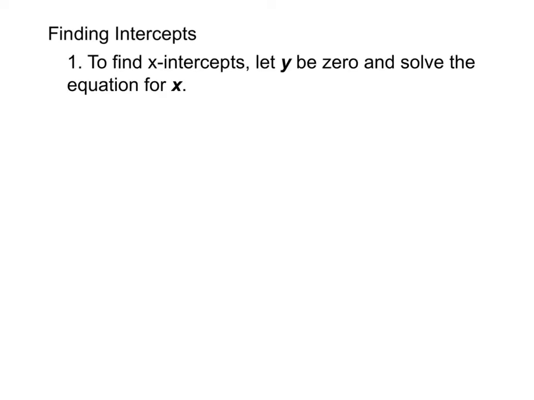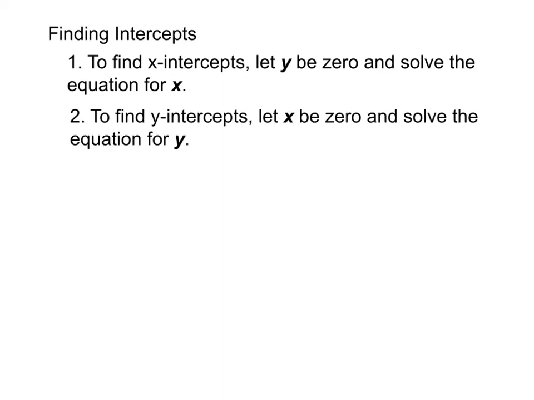The first step is to find the x-intercepts, or where the equation crosses the x-axis: we let y equal 0 and solve the equation for x. Whatever our values are for x, those would be the x-intercepts. In step 2, to find the y-intercepts, or where it crosses the y-axis, we let x equal 0 and solve the equation for y in order to get those values where the equation crosses the y-axis.